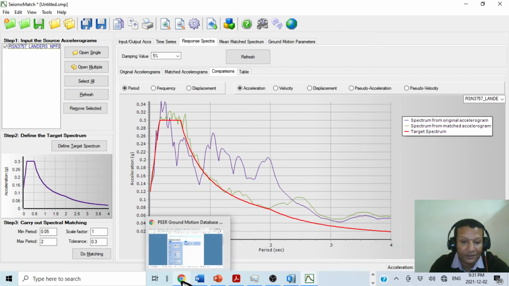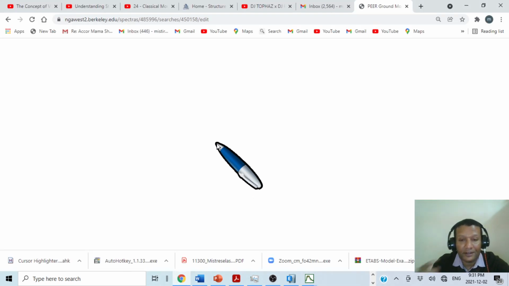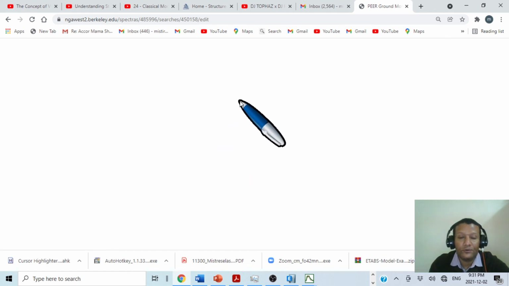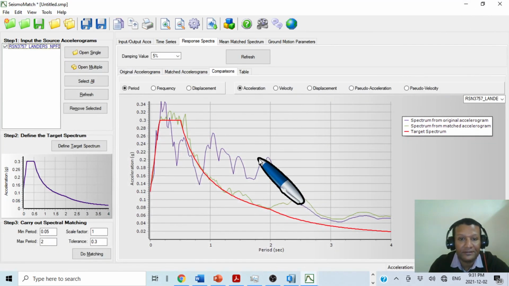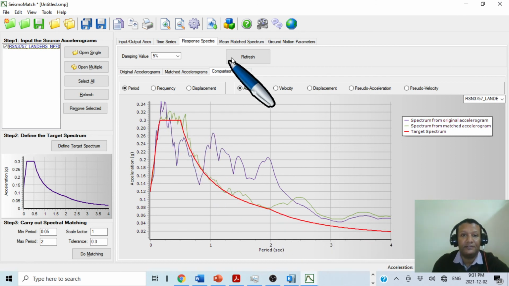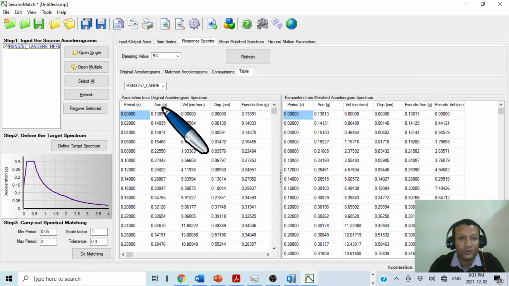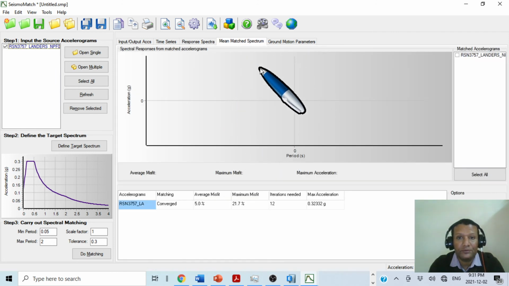When you are in the PEER ground motion database, you have to fill all the requirements as per your site: the response spectrum, the value, Vs, Joyner-Boore distance, all this data has an effect. So once it is okay, and it is above 90% from 0, we will discuss this in detail next. And we have a table also. If you want, you can copy it and draw. This is the parameters from the matched acceleration. This is the original accelerogram. Again, we have the mean also.